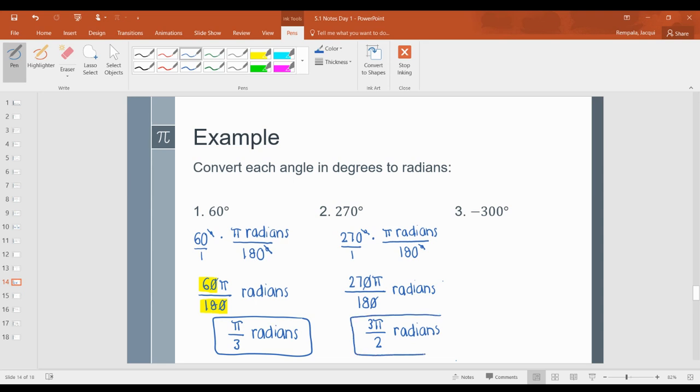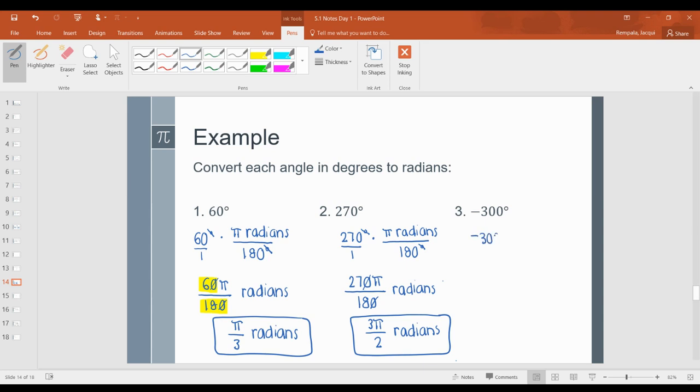So 3 pi over 2. The last example here with converting degrees to radians, notice that my angle is negative. So if it starts as a negative degree, when you convert, it's gonna be a negative radian. So just be aware of that.